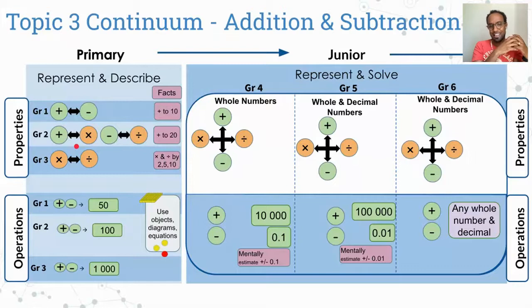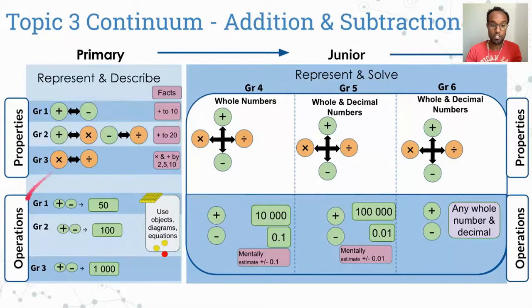You'll notice that as it gets into junior, that relationship is across all operations and all properties of all operations from 4 to 6. There is really no difference. The only thing that grows is that our exposure goes from, this is reaching back into topic 1, from whole numbers to whole numbers and decimals in grade 5 and 6.